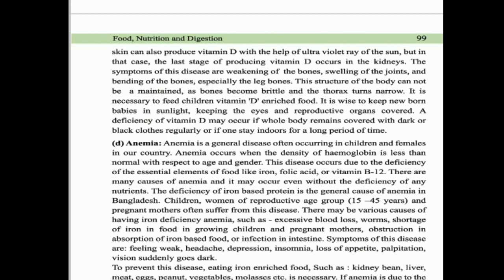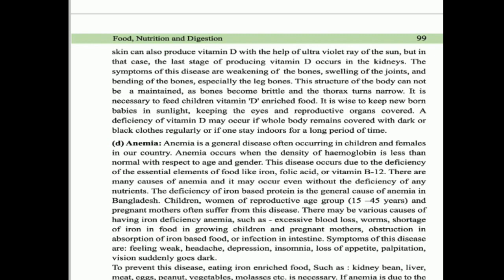And also anemia is a vitamin deficiency disease. Sometimes it is a very deadly disease for males and females. Anemia often occurs in children and females in our country. Anemia occurs when the density of hemoglobin is less than normal with respect to age and gender. The disease occurs due to the deficiency of essential elements of food like iron, folic acid and vitamin B12.